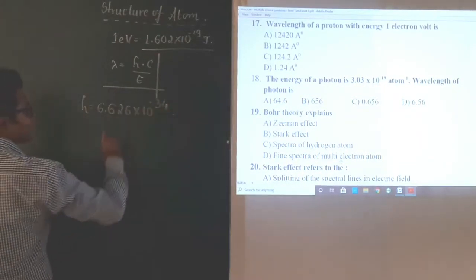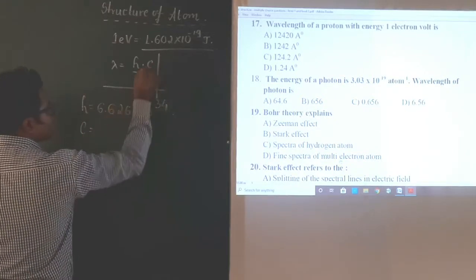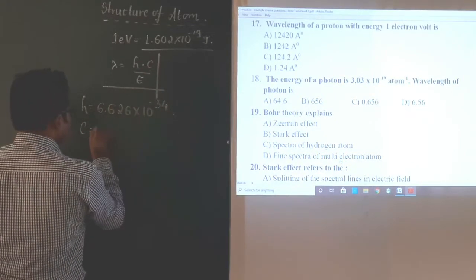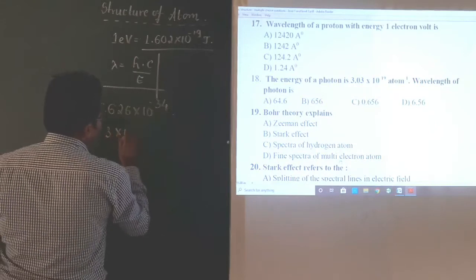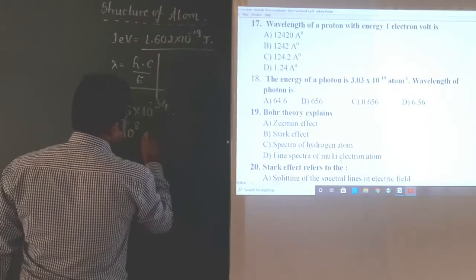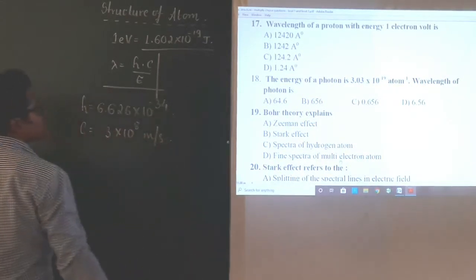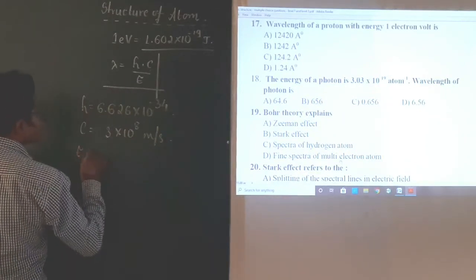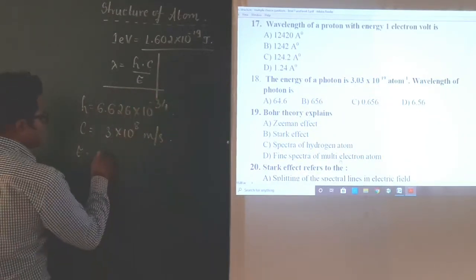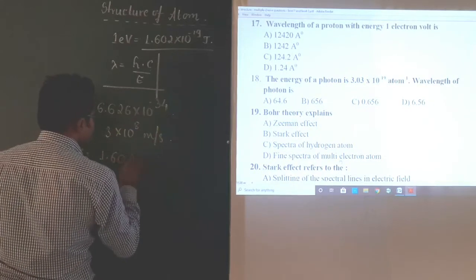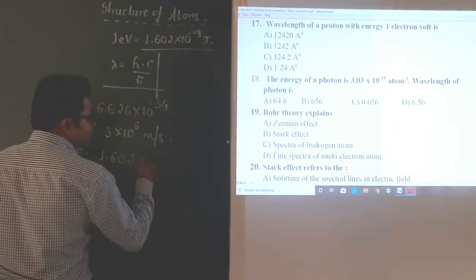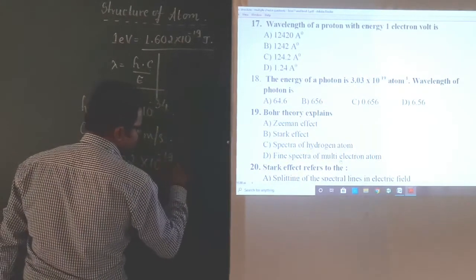Okay, what do we have next? Velocity is equal to 3 into 10 raised to 8 meters per second. Next one is the energy. Energy is taken in the form of electron volts, and that is 1.602 into 10 raised to minus 19 joules.